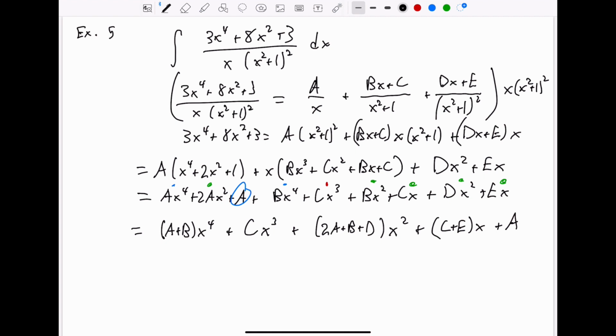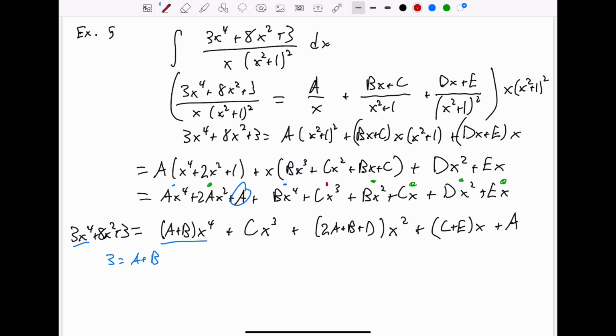There we are. Now, all of this equals 3x to the fourth plus 8x squared plus 3. I want to group the corresponding terms together. So I look for the x to the fourth terms. 3x to the fourth equals A plus B times x to the fourth. So 3 equals A plus B.